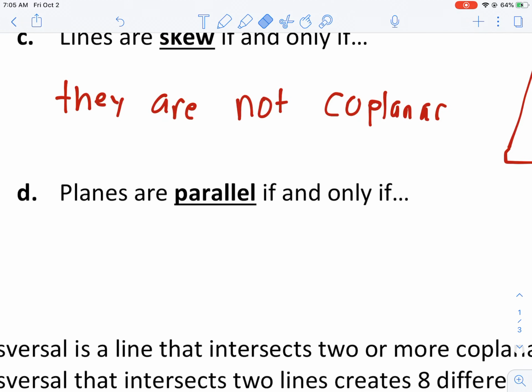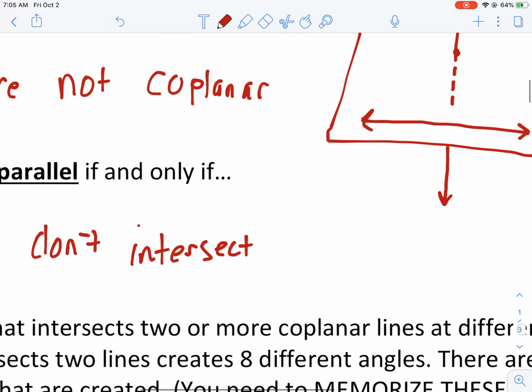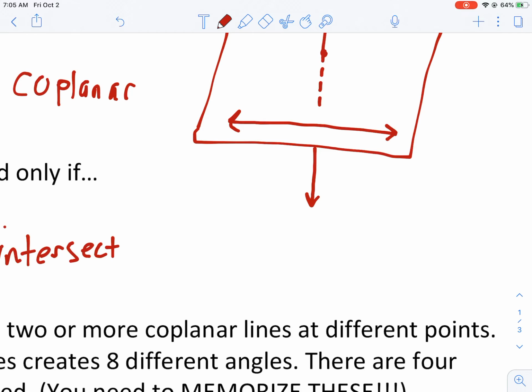The last one, planes are parallel, all right? Planes are parallel if they don't intersect. So that's just the easy definition for parallel planes. We don't really have a higher dimension than 3 dimensions that we need to worry about. So we don't need to have any definition like the lines being coplanar.